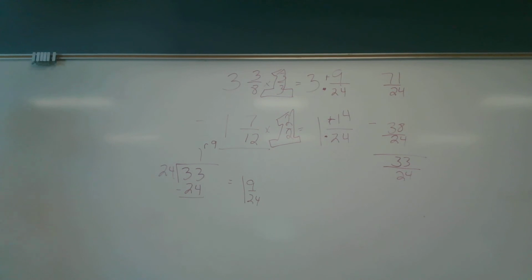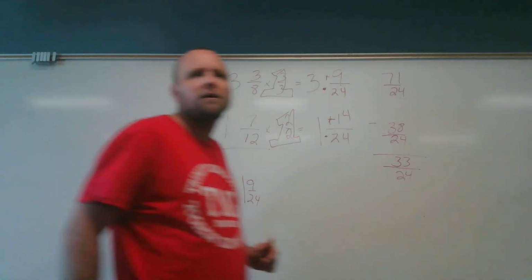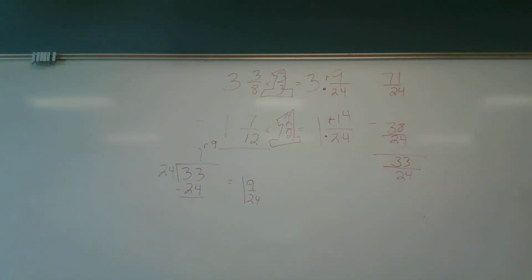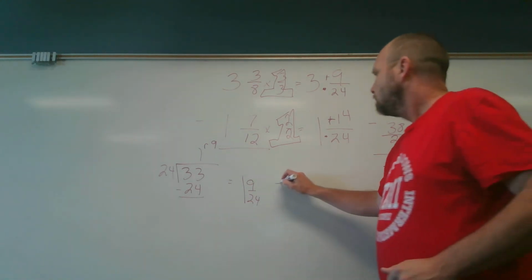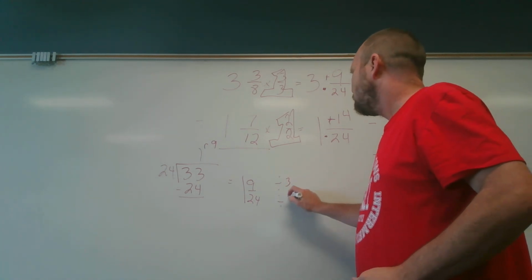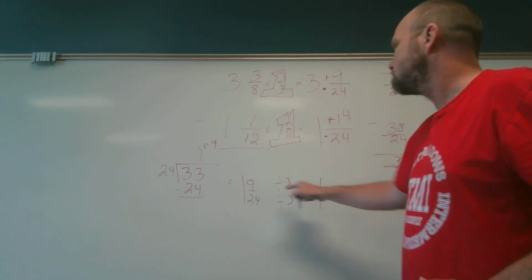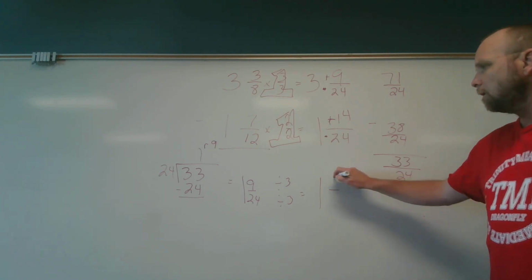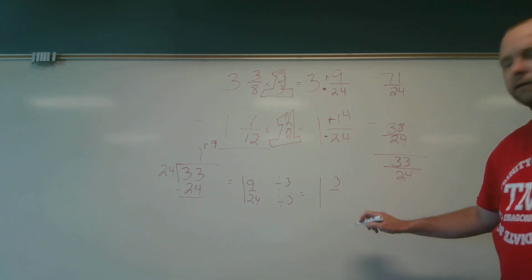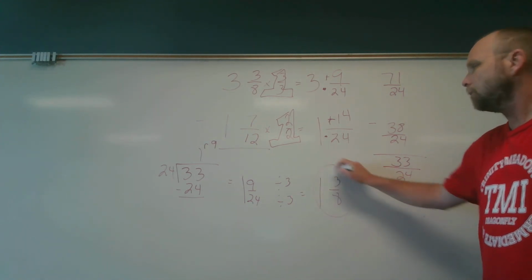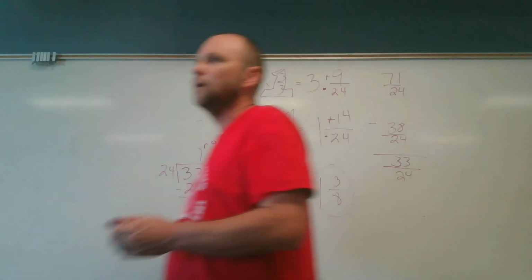This can be simplified. Kate thinks she knows what it can be simplified by. Kate, what? 3. By 3. I can divide these both by 3. Kate, what's 9 divided by 3? 3. And 24 divided by 3? 8. 1 and 3/8 is my final answer.